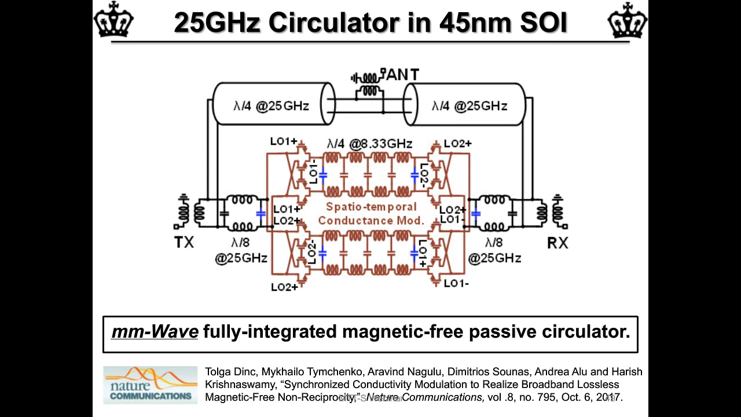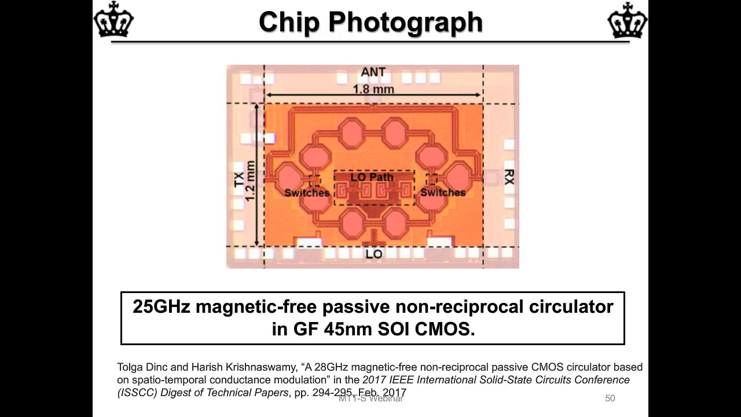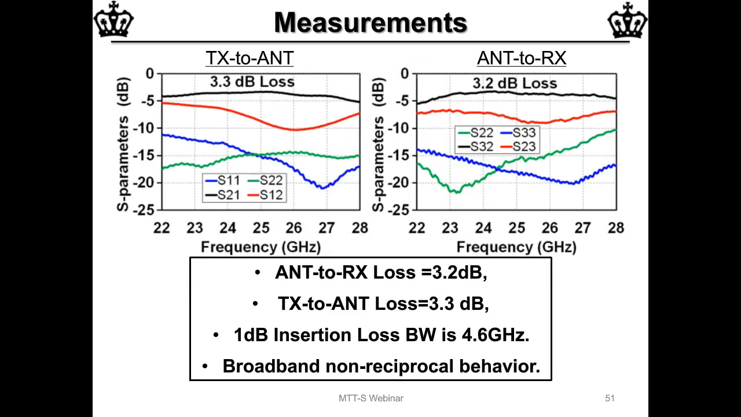And again, you can take a look at the published papers on this to get some more information about the performance. I'll just summarize some of the performance here, where we measured around 3.2 and 3.3 dB loss in transmitter to antenna and antenna to receiver paths. But critically, the bandwidth is much wider. The 1 dB insertion loss bandwidth is as wide as 4.6 gigahertz, which is almost 20%. And the reason for this wide bandwidth is the broadband nature of the gyrator within the circulator.